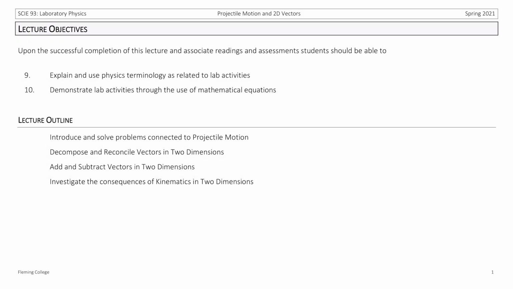This week we move on to introduce and solve problems connected to projectile motion. To do this, we're going to need to understand how to work with vectors in 2 dimensions, which means we'll have to look at addition and subtraction of vectors. And through all of this, we're investigating the consequence of applying our kinematic equations in 2 dimensions.